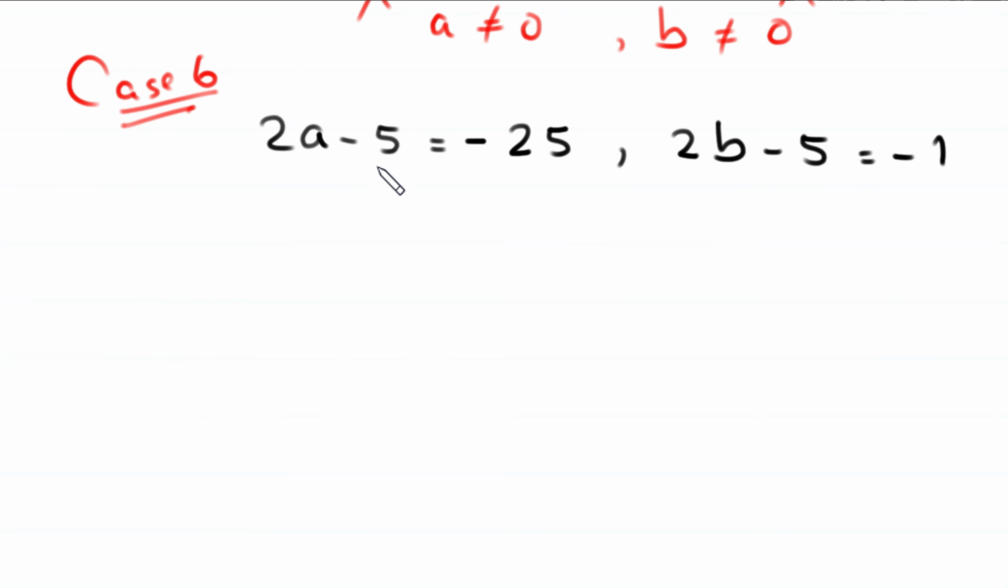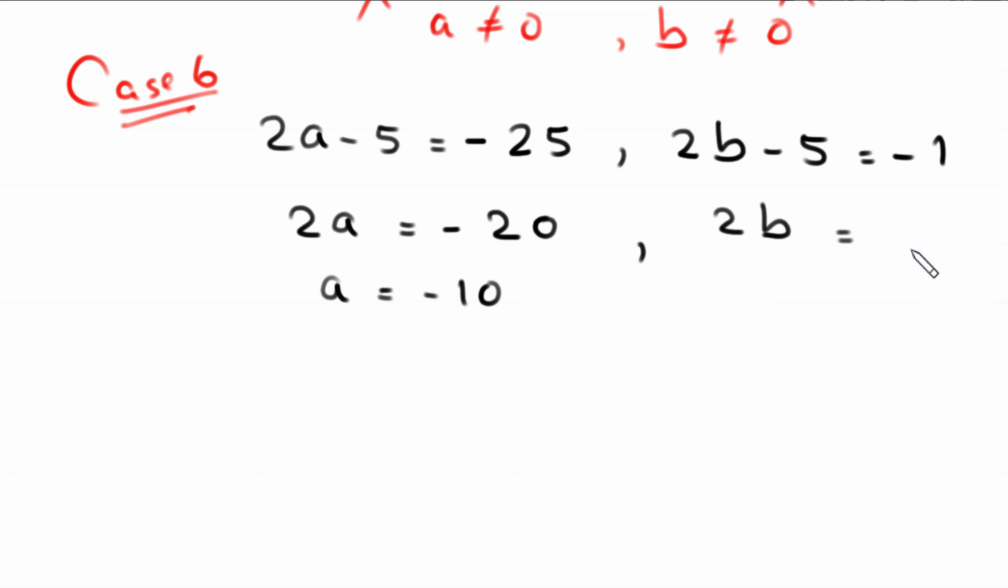If we add 5 to both sides, this will become 2 times a equal to negative 20. If we divide both sides by 2, a will be equal to negative 10. And from this equation, if we add 5 to both sides, 2 times b will be equal to 4. Divide both sides by 2, b will be equal to 2. So from this sixth case, we get a negative 10 and b 2.